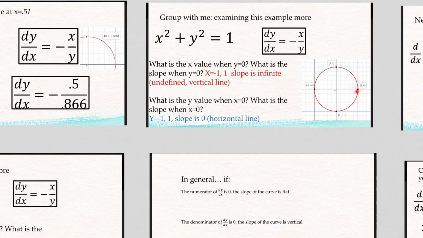Okay, when x is 1 and y is 0, or x is negative 1, y is 0, we have a vertical slope. But when x is 0 and y is plus or minus 1, we have a horizontal slope. So now we can see how this derivative is giving us a little bit of information about our graph. Where do we have vertical and horizontal tangent lines?